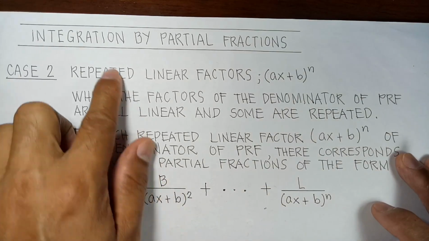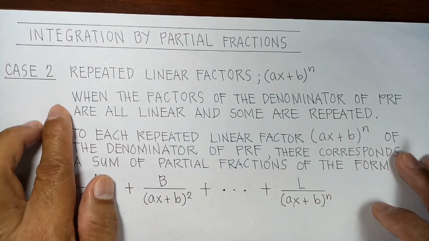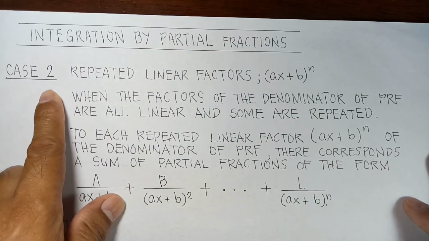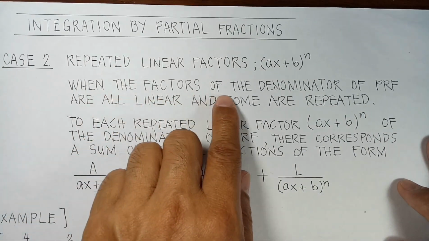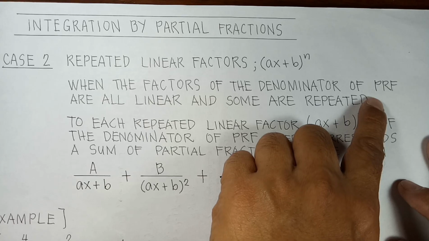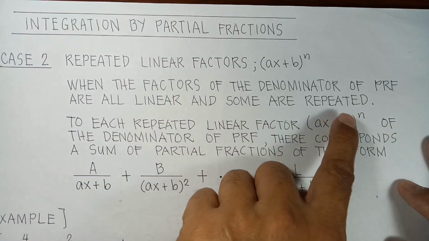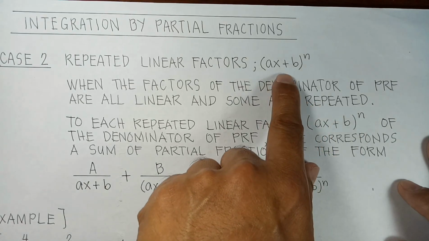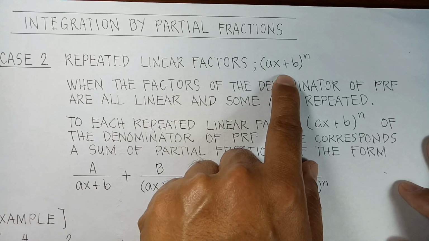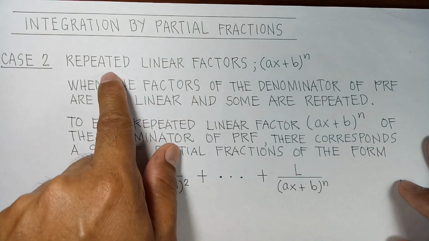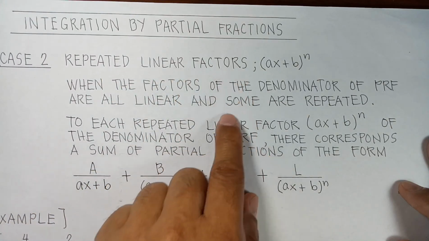Let's begin. We are still in integration by partial fractions. So case 2 na tayo, no? Case 2, when the factors of the denominator of a proper rational fraction are all linear and some are repeated. This is the general form of a repeated linear factor, ax plus b raised to n. Kaya yung case 2 tinawag na repeated linear factors.